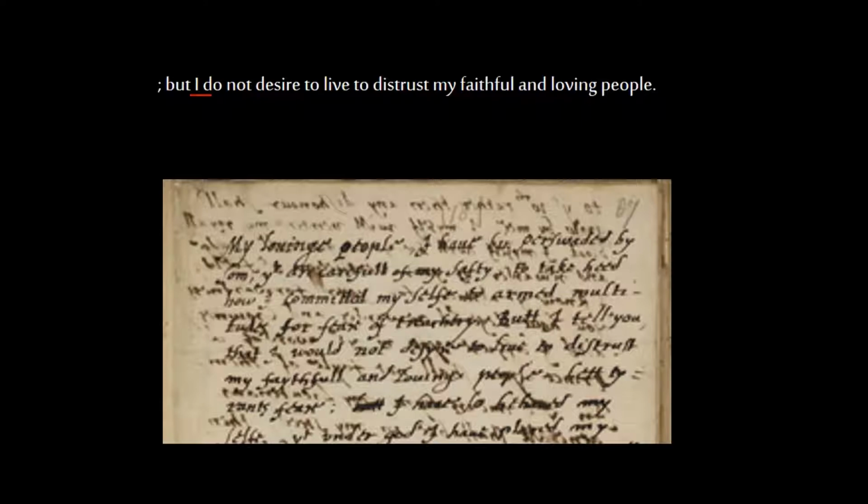Within line 1, she confronts those who might wish her harm, and she connects back to my faithful and loving people. And she follows it up with the imperative, let tyrants fear. Now, who is she calling a tyrant? It's not directly stated, but one can assume she's addressing those men in the audience who would question her legitimacy, who would do her harm.